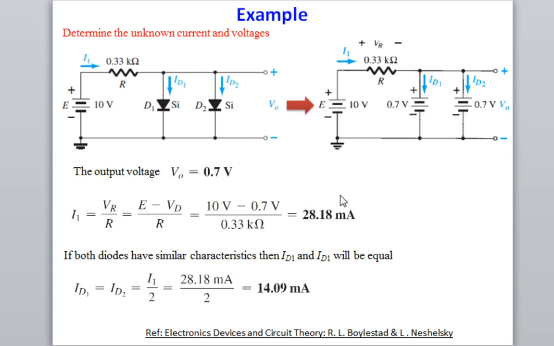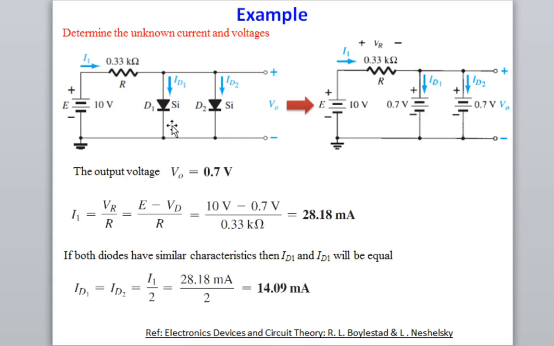So we have determined the value of I1. This I1 is flowing up to this place, and at this junction, I1 has to be divided into two parts. One part of I1 is going in ID1, and the other part of I1 is becoming ID2. Here, if you see, I1 is dividing into two components, ID1 and ID2. Now we have to find out this ID1 and ID2.